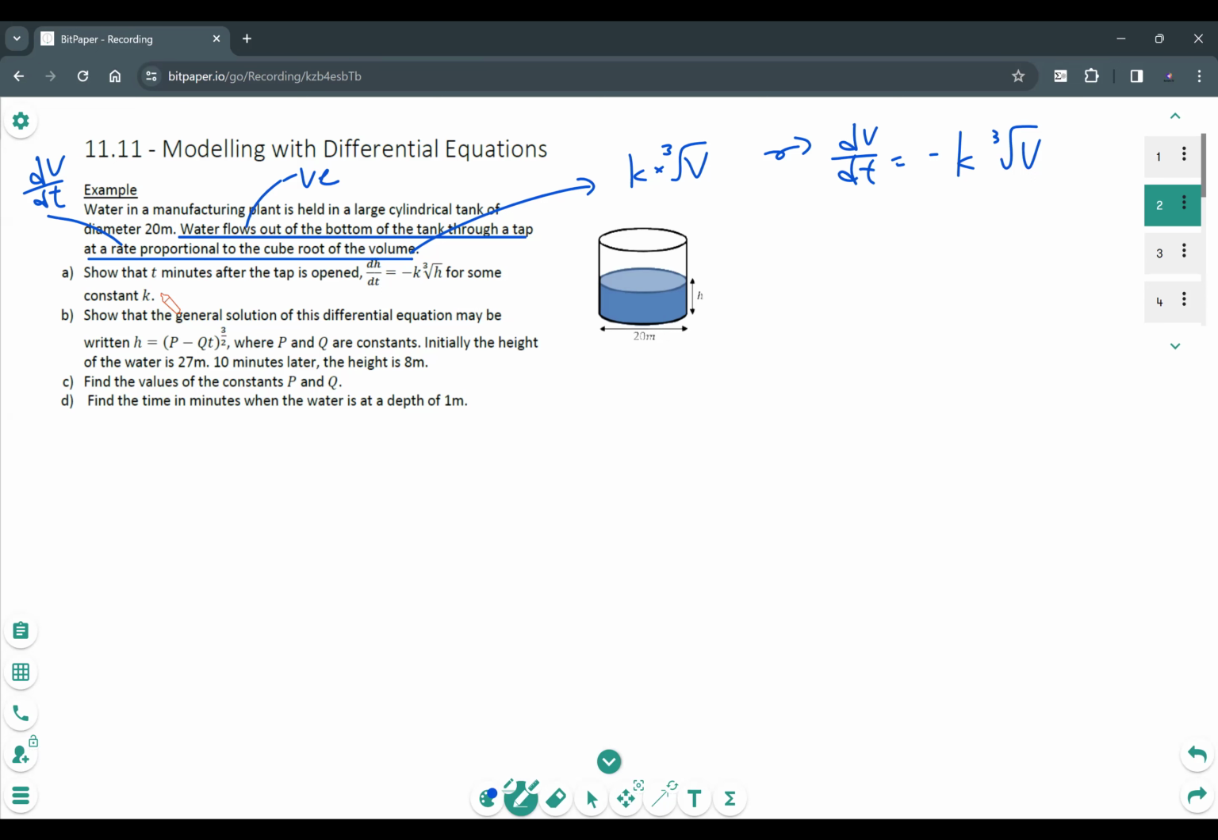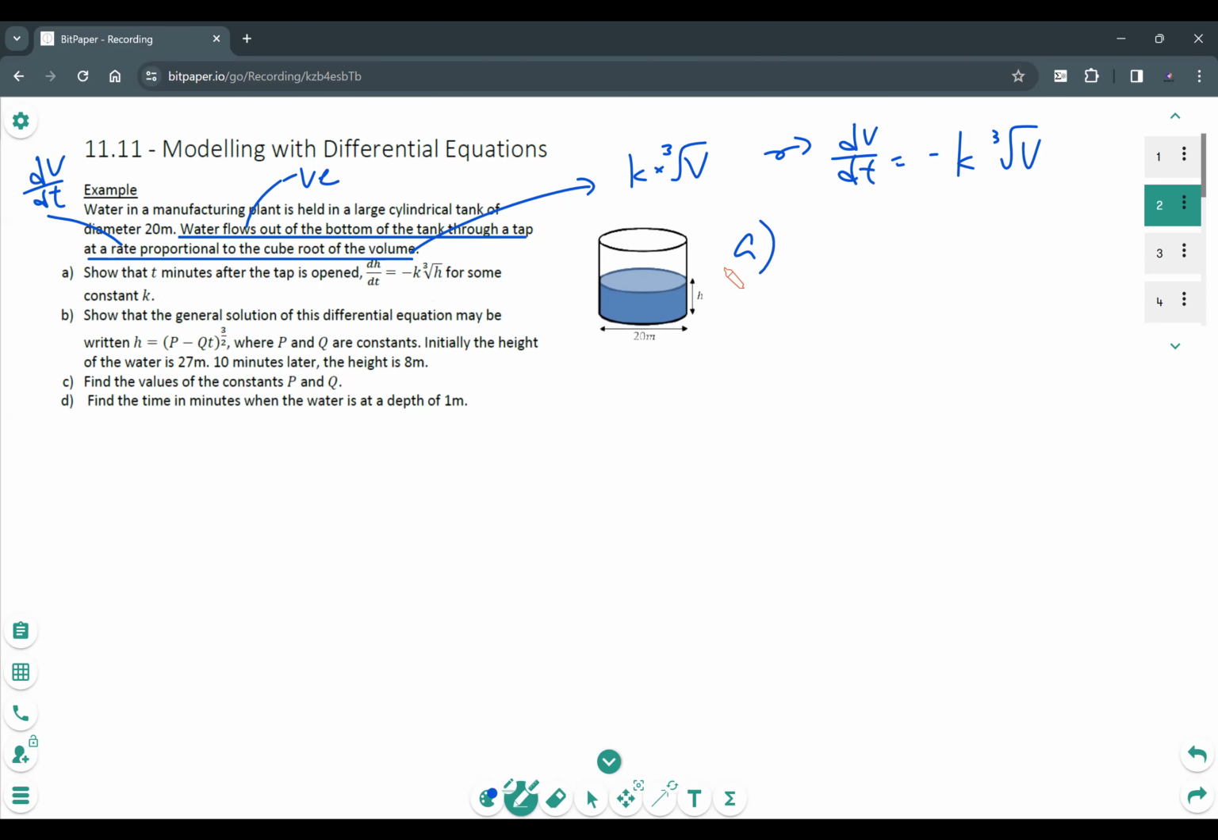Part A: show that t minutes after the tap is open, dh by dt equals negative k times the cube root of h for some constant k. So they want you to find dh by dt. This is the type of question we did in 9.10 part 1 or part 2, I can't remember now, where you have to make your own equation. So pause the video, you should know how to do this. But if you're struggling with it, you can play the video and carry on.